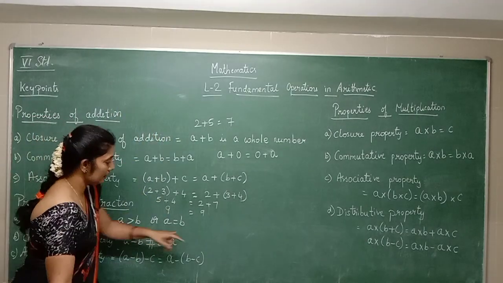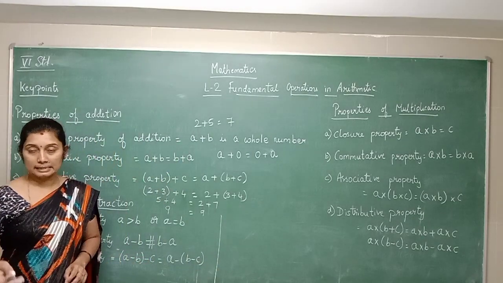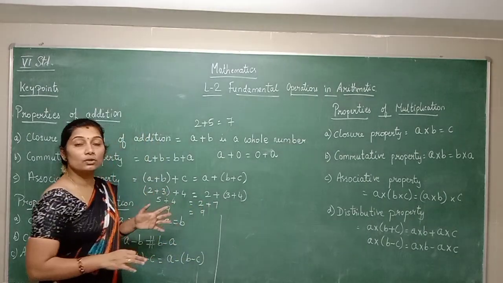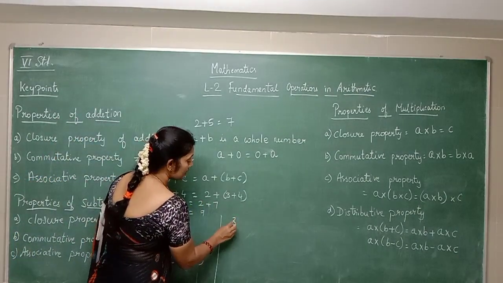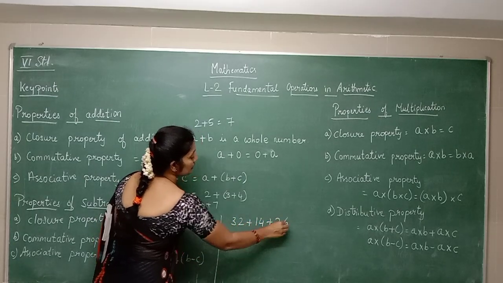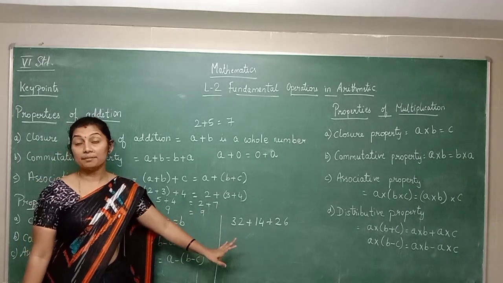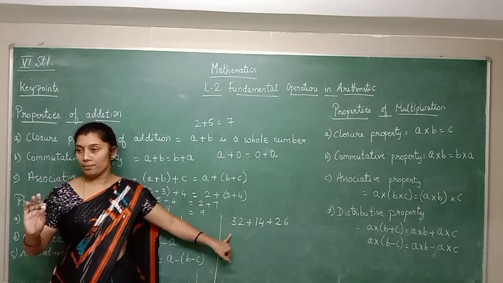Okay, I'll do it here. If your question in your next exercise comes, why should I do it like this only? I can do direct addition. No, it is wrong. When your question is 32 plus 14 plus 26, you are not to do direct addition. This is very easy, but they say you have to do this using the associative property.